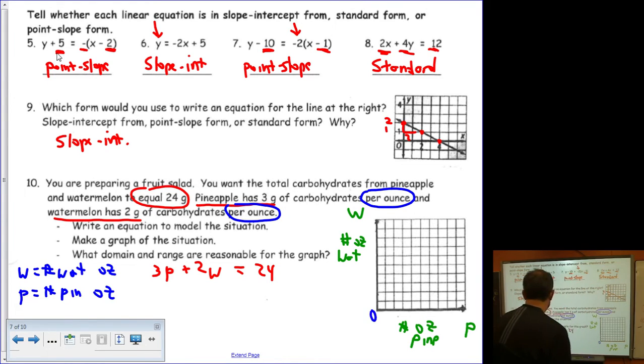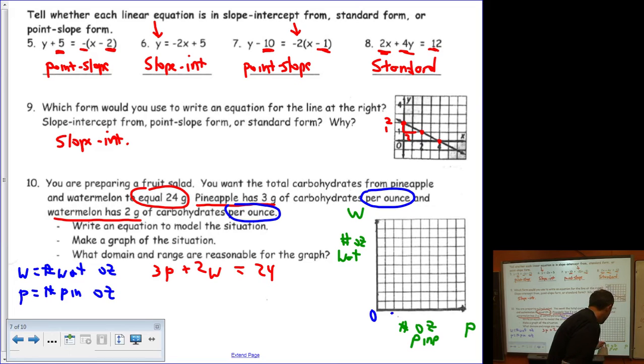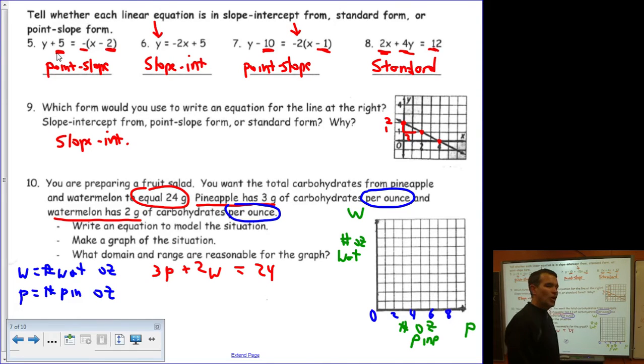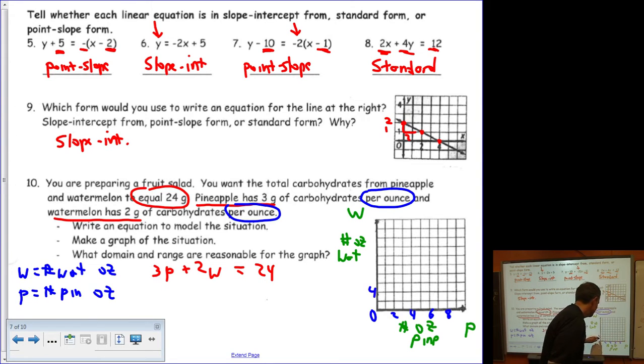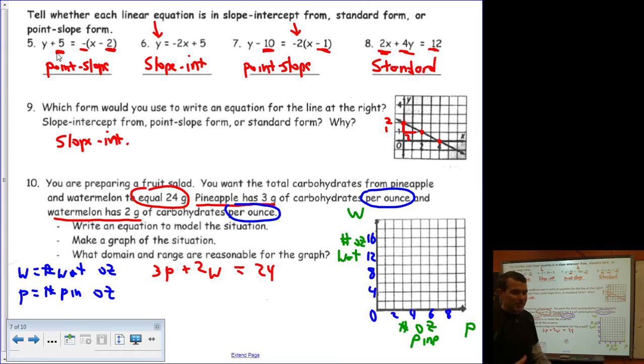And let's see, pineapple. The pineapple has 3 per, so if I used all pineapple, the most I could use is 8. So I think I can go by ones here. 2, 4, 6, 8. And if I used all watermelon, the most I could use is 12 ounces of watermelon. So that's got to be able to go up to 12 on the y-axis. So I'm going to have to go by 2s. 2, 4, 6, 8, 10, 12, 14, 16. That's good enough.